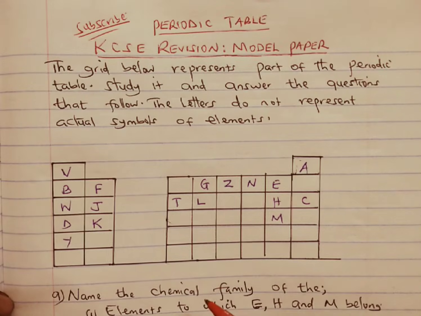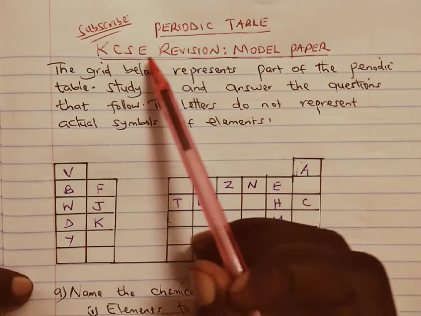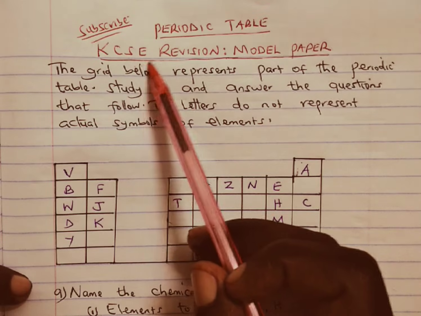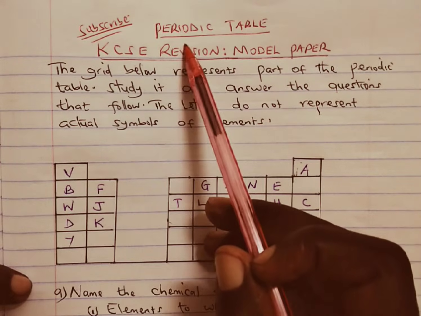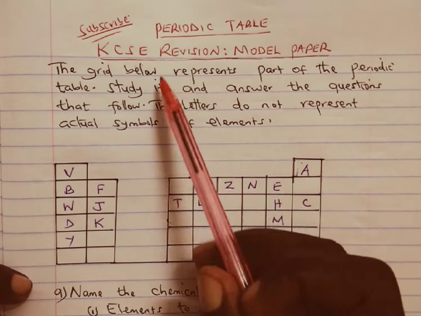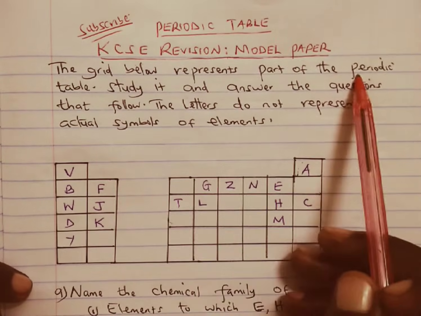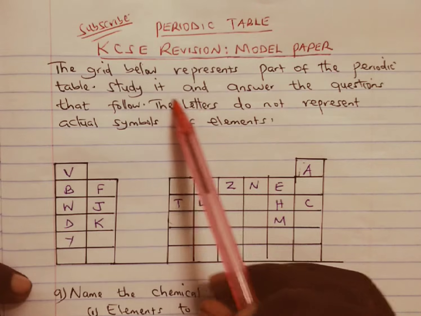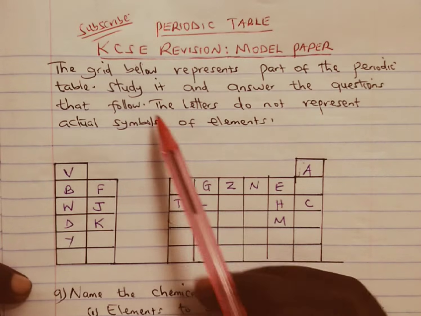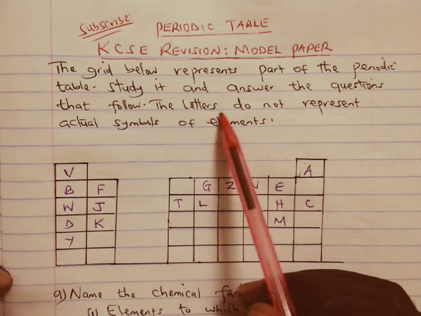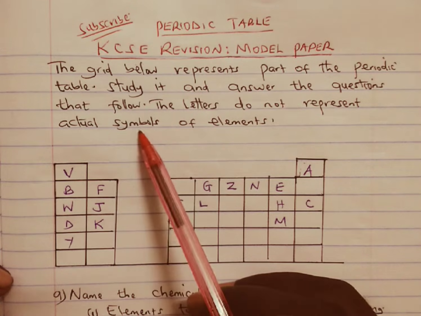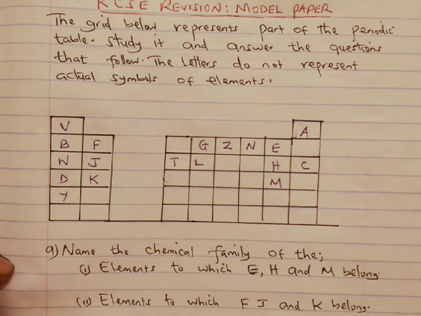Welcome to this lesson. We are going through chemistry revision, a question from the periodic table. And the question reads, the grid below represents part of the periodic table. Study it and answer the questions that follow. The letters do not represent the actual symbols of elements.